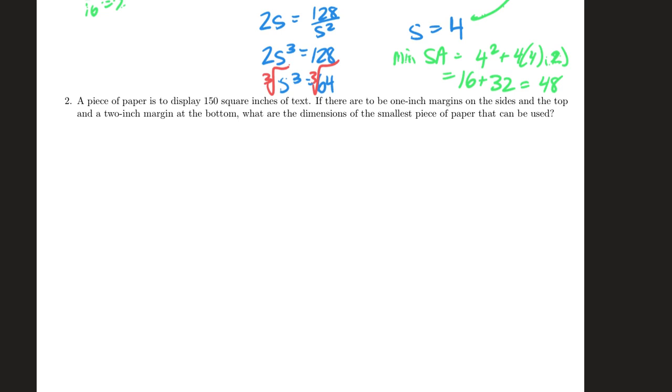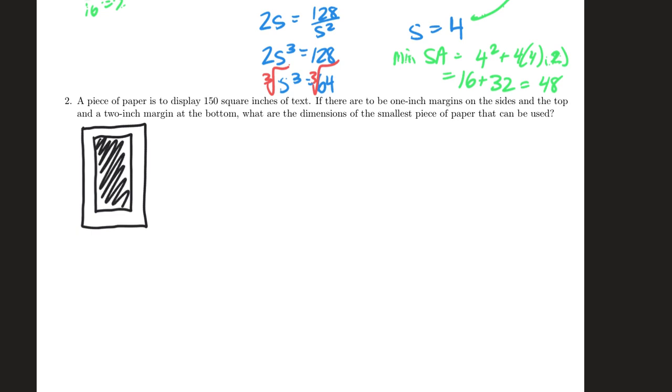All right, so let's see what this is going to look like. I have this piece of paper, and there's margins. The actual text that I want is in here. And there's a 1-inch margin on the sides and the top, and there's a 2-inch margin at the bottom.